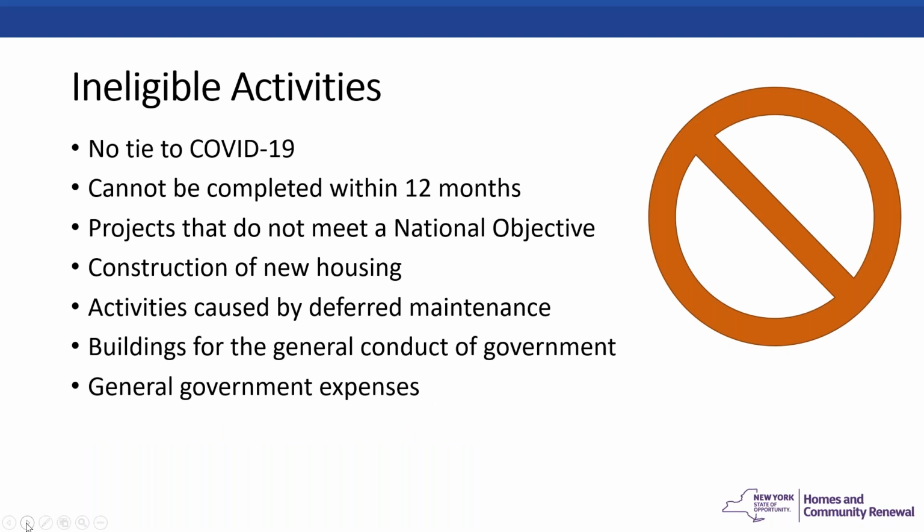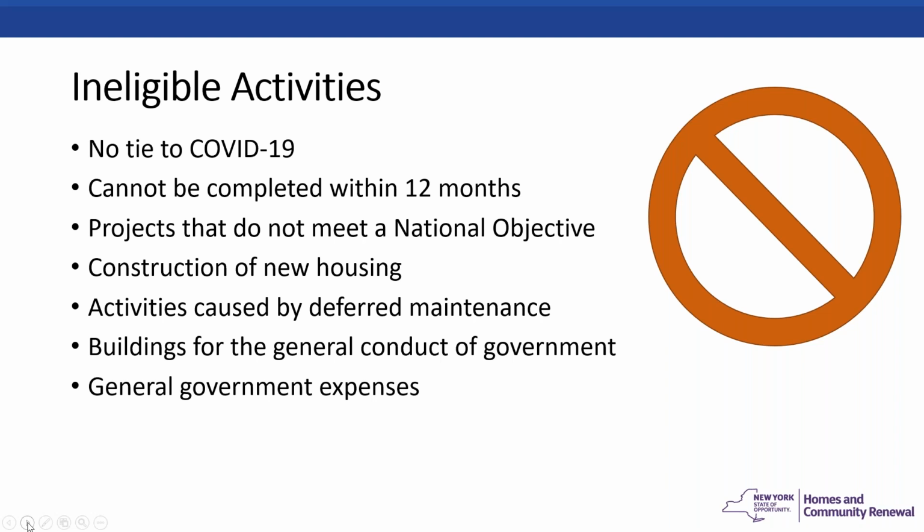So, ineligible activities, what are they? Before we move on from the eligible, we would like to discuss a few reasons why an activity may be ineligible. This is a general list of ineligible activities. Activities for New York State CDBG projects that do not have a connection to preparing for, preventing, or responding to COVID are not eligible. Additionally, projects that cannot be completed within 12 months will not be awarded.